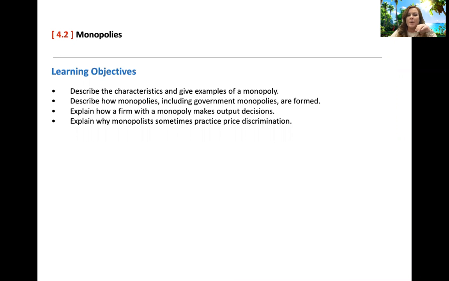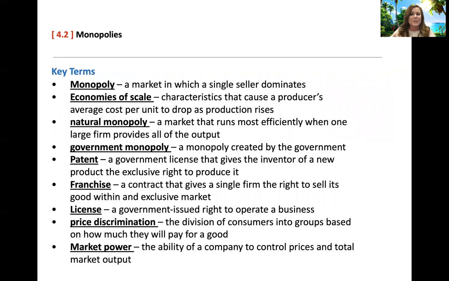So we're going to talk about characteristics and examples of a monopoly, how they are formed, including government ones, how firms make output decisions with a monopoly, and then why monopolists sometimes do price discrimination. And price discrimination is probably not what you think.